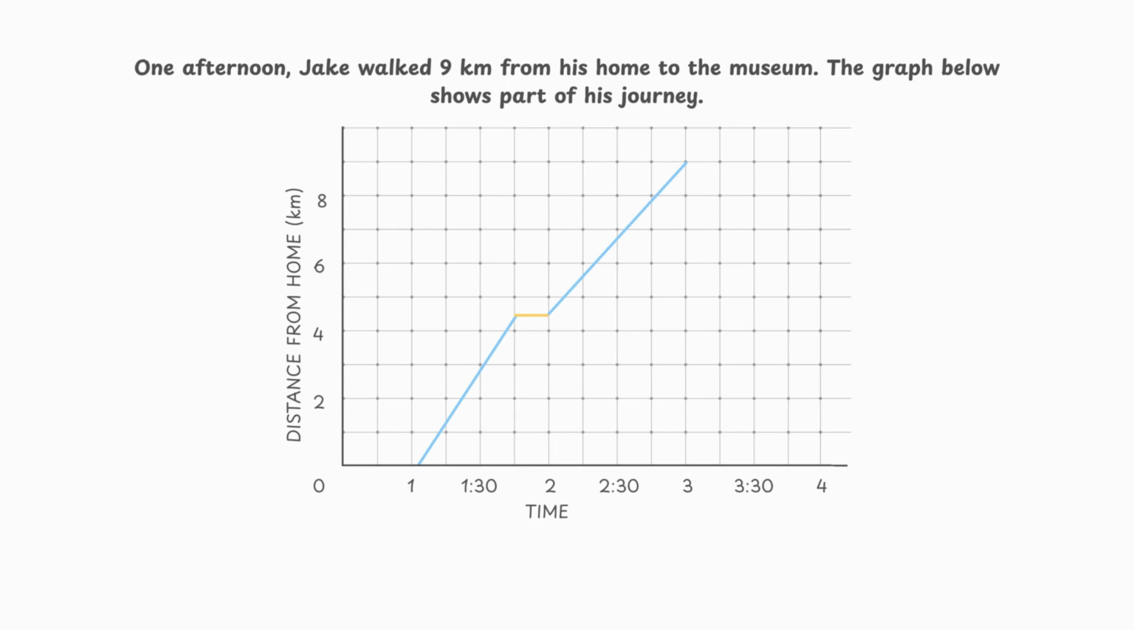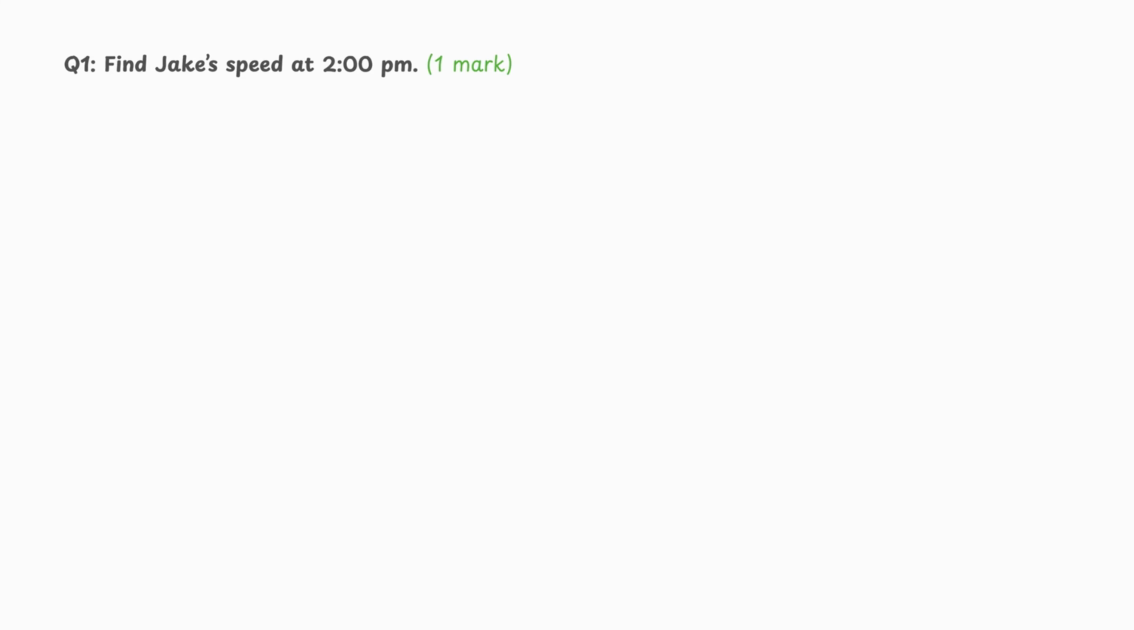In this example, we'll calculate his speed at a specific time, work out how long he stopped, find his overall average speed, and then complete the rest of the graph. This is exactly the type of multi-step question you might see in your exam, where reading the graph carefully makes all the difference. Now let's move on to question 1.